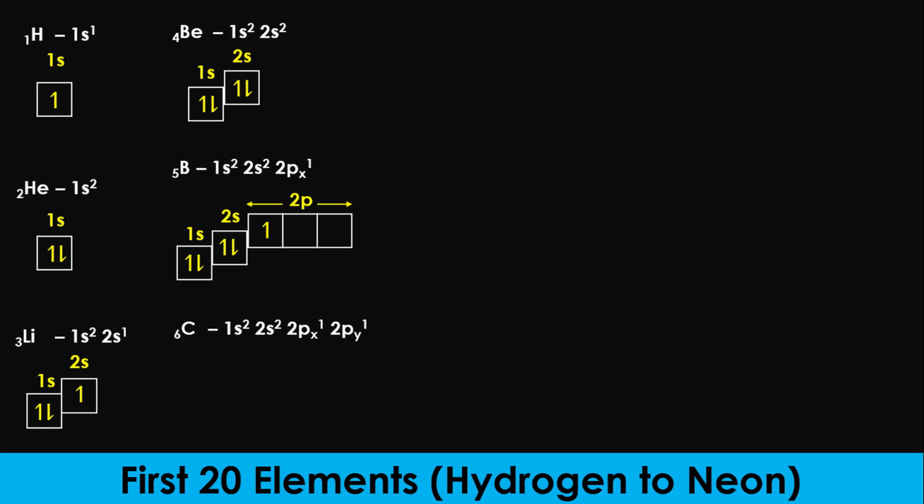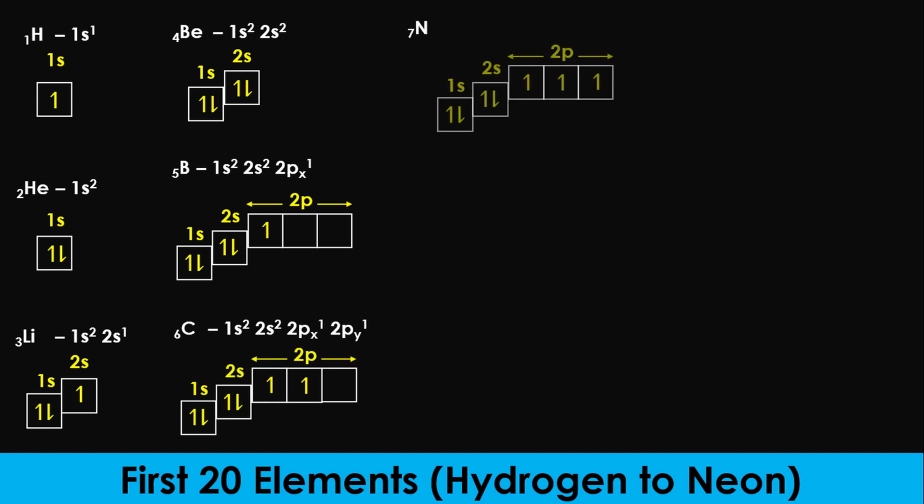This is because the p orbitals are degenerate orbitals, and according to Hund's rule, electrons will fill singly first before pairing takes place. Therefore, the 7th electron in nitrogen goes into the vacant 2p orbital, giving it an electronic configuration of 1s2, 2s2, 2px1, 2py1, 2pz1, or simply 1s2, 2s2, 2p3.